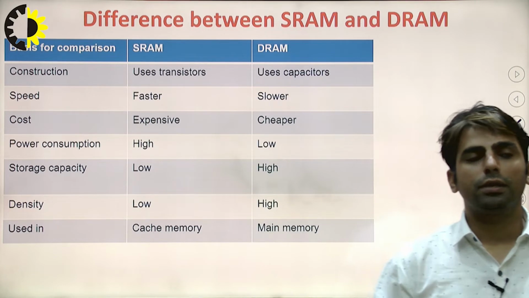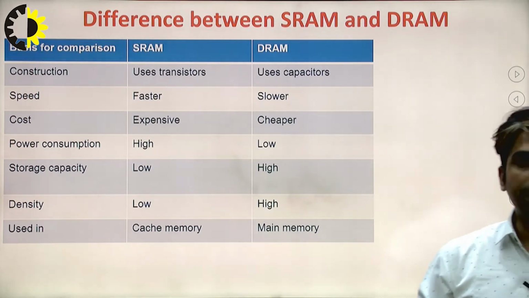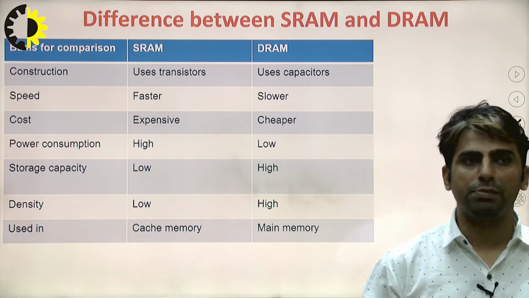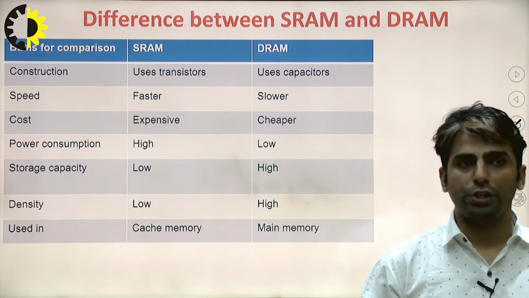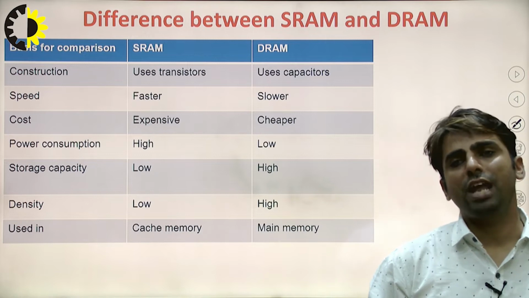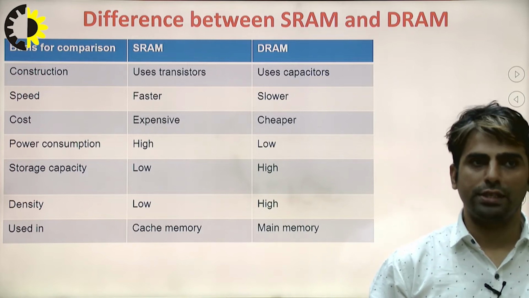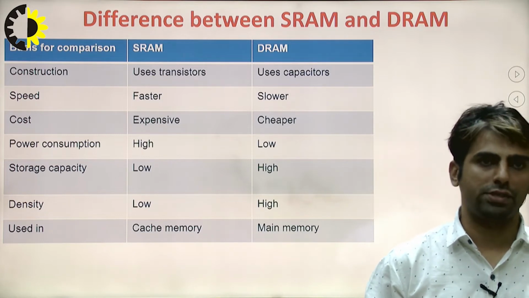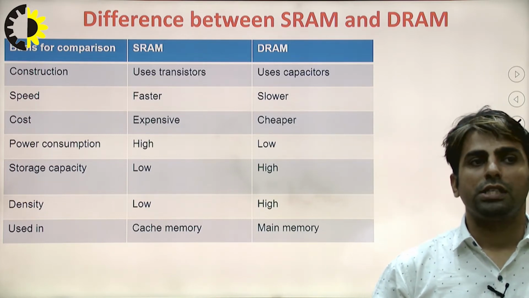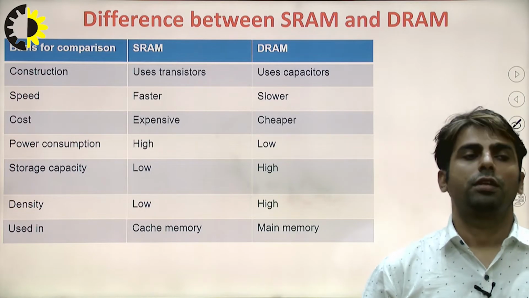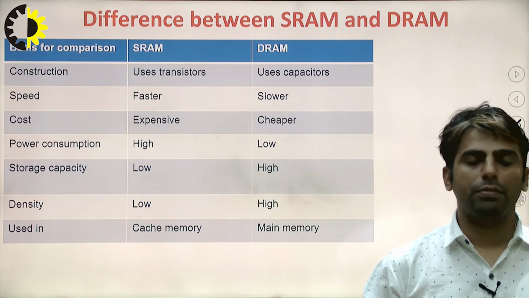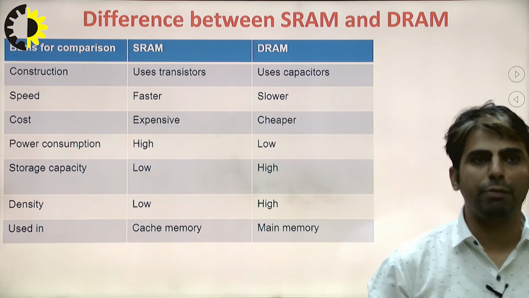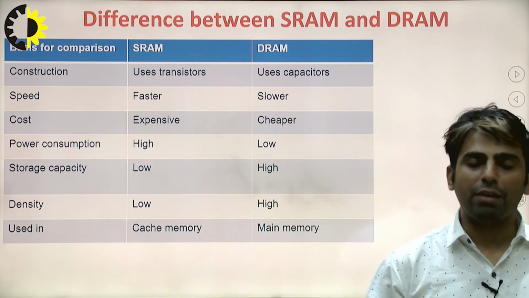Now I show here the static RAM and dynamic RAM. The first parameter for the comparison of these memories is construction. SRAM, that is static RAM, is made up of transistors, and dynamic RAM, as I just explained, is made up of capacitors. Speed is the second parameter. The speed of static RAM is faster than dynamic RAM. Obviously, since dynamic RAM needs refreshing, that makes it slower.